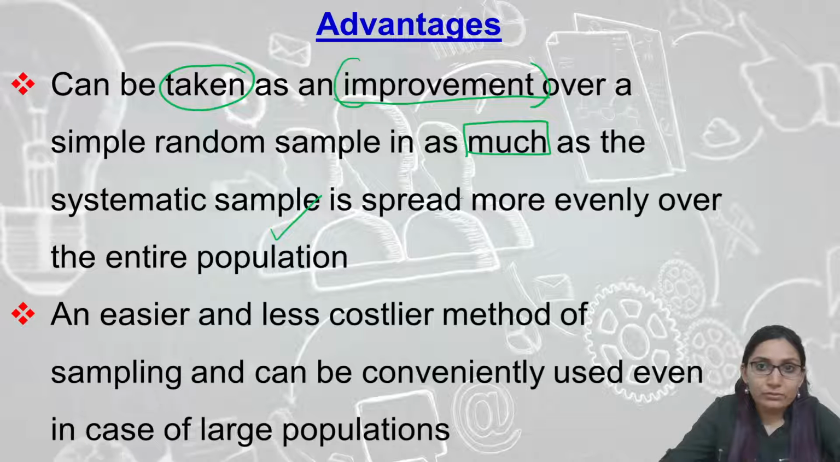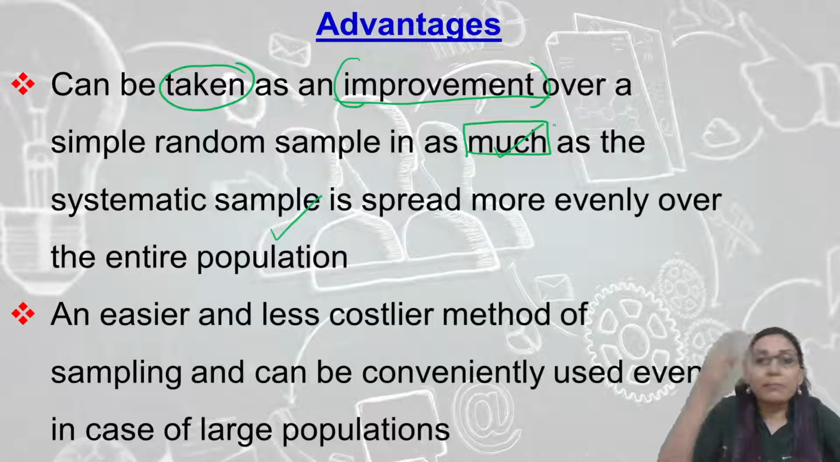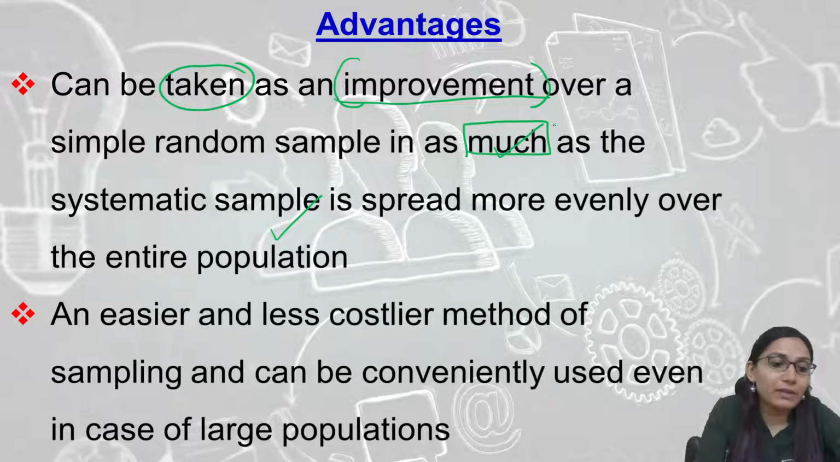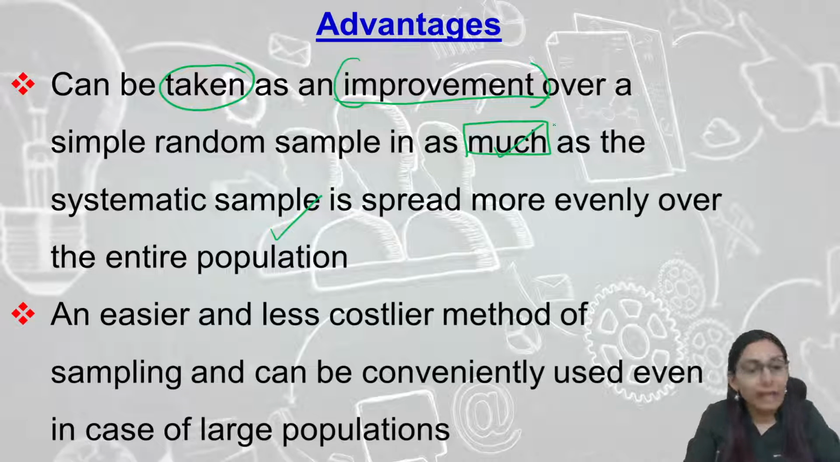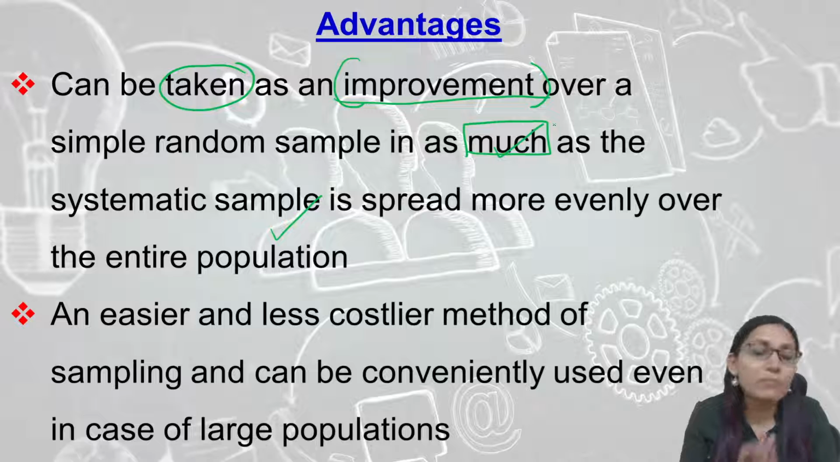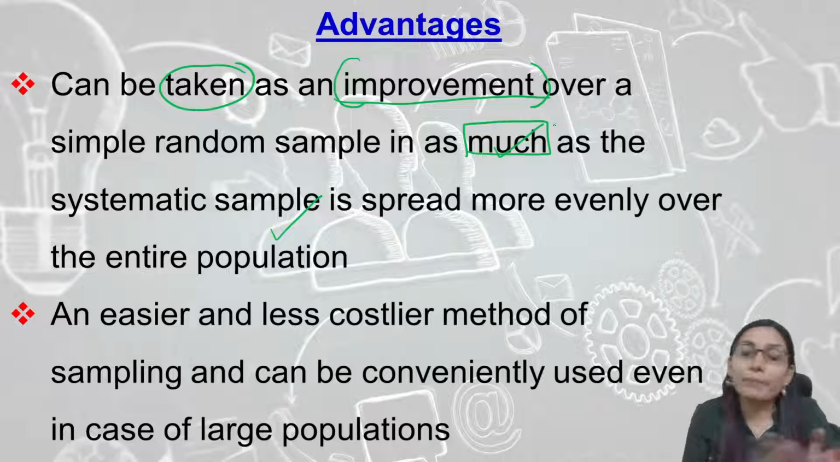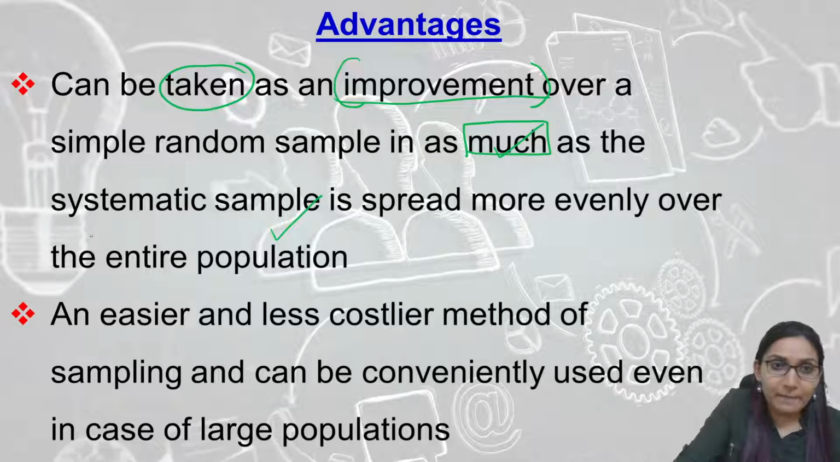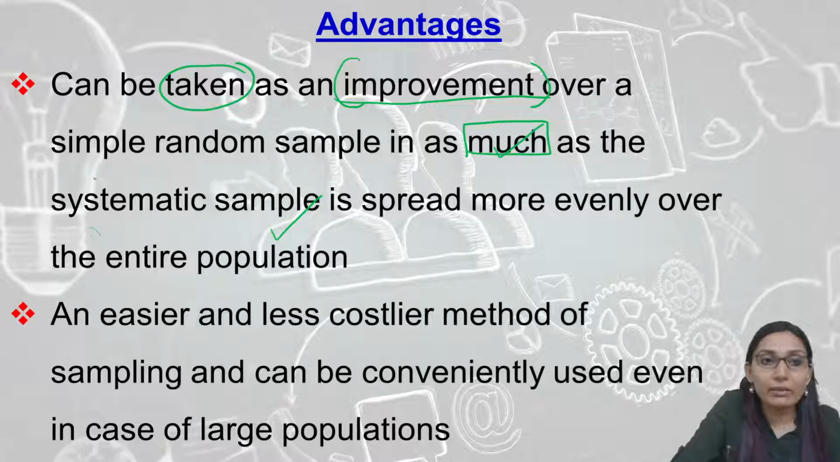So, yes, it is seen as an improvement. We have seen what a simple random sample is. It is simply randomly picking from the population. But this is an improvement, which means this is a little more systematic as compared to the simple random sample, inasmuch as the systematic sample is spread more evenly over the entire population.